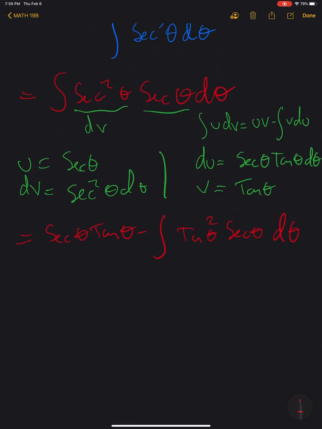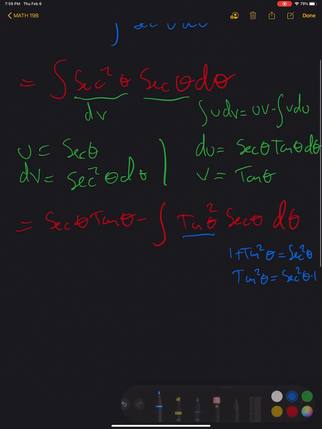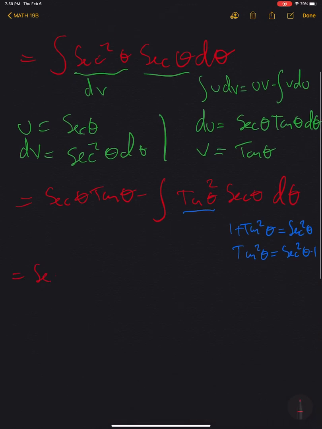So what we can do now is apply a trig identity for this one. If you remember, we have several trig identities from the Pythagorean identities, and one of those is 1 plus tangent squared equals secant squared theta. So from here, we find that tangent squared is nothing else but secant squared theta minus 1. So let's use this substitution. Here we would have that our integral is secant theta times tangent theta minus the integral, now using the identity, would become secant squared theta minus 1 times secant theta d theta.